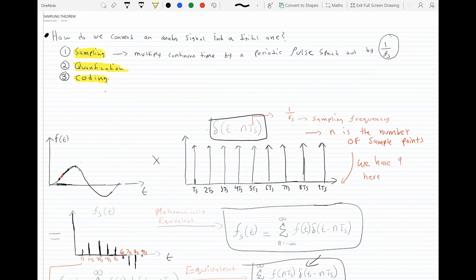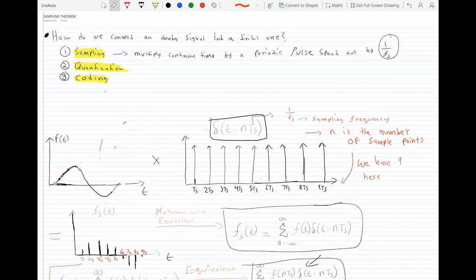Analog to digital conversion is defined in 3 steps. The first stage we have sampling. In the second stage we have quantization, and in the third stage we have encoding. In this video we will focus exclusively on sampling. Let's say we have a continuous time signal.